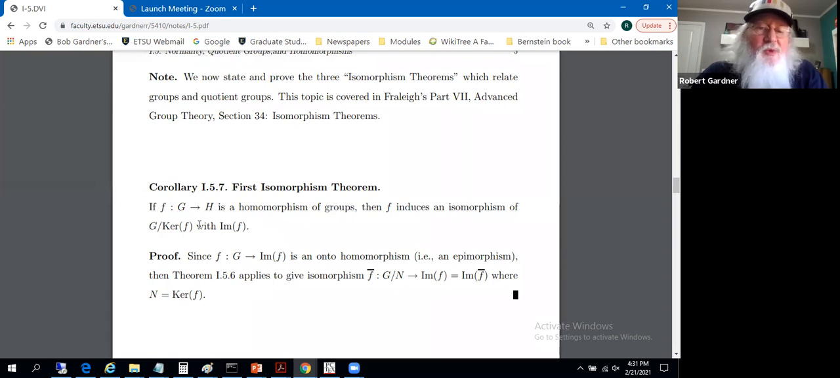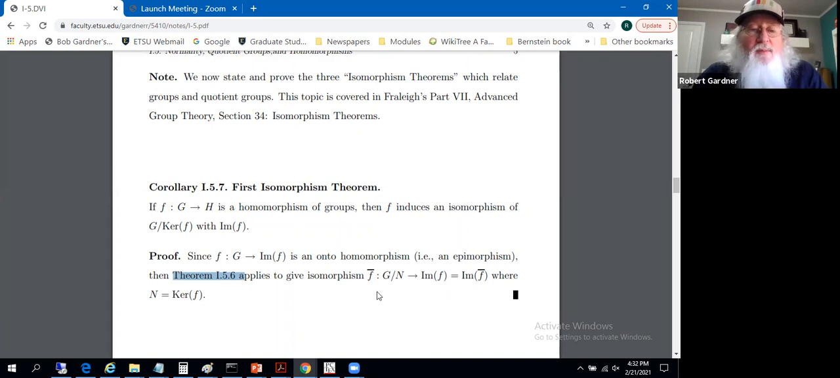Well, every homomorphism is onto its image. We throw away the stuff that's not contained in the image, and of course you've got something that's onto. So this follows immediately from theorem 1.5.6, to establish F bar as an isomorphism between G mod N, where N is the kernel of F, and the image of F.